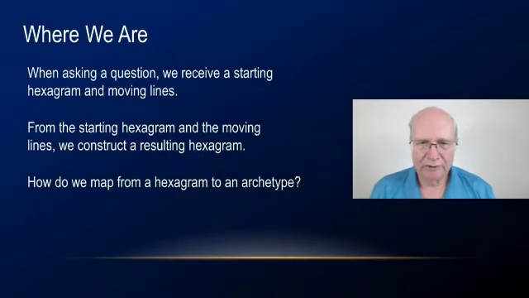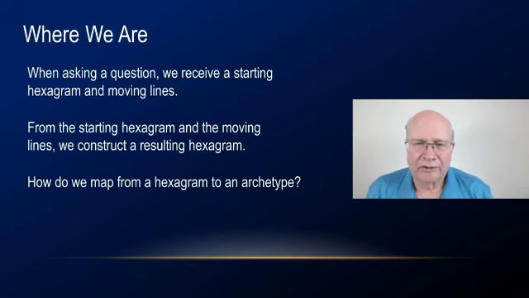So let's review a little bit of what I talked about in the last few lectures. When you ask a question of the I Ching, you're going to receive a starting hexagram and a set of moving lines. I didn't call it a starting hexagram. I said you're going to receive a hexagram, but you'll see the reason that we call it the starting hexagram soon. So you receive a starting hexagram and a set of moving lines.